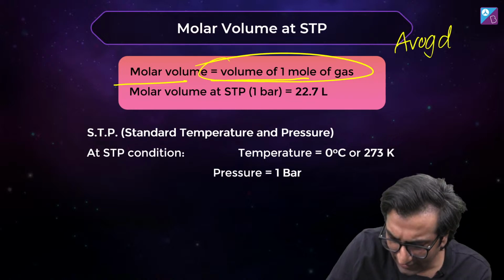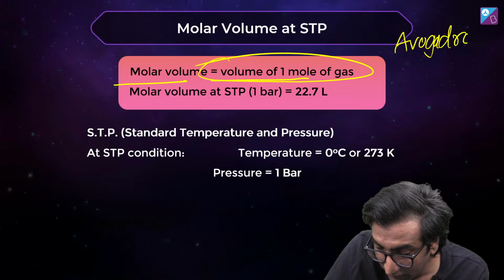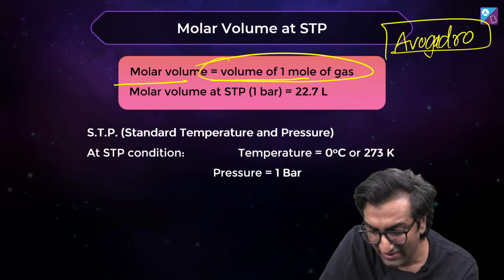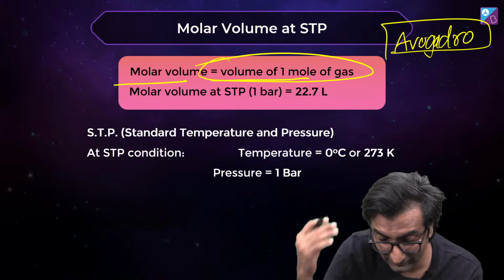Avogadro, the amazing guy. I always get his spelling wrong. Please spell check if I wrote it wrong. Is it Avogadro or Avogadro? I don't remember. Google it.